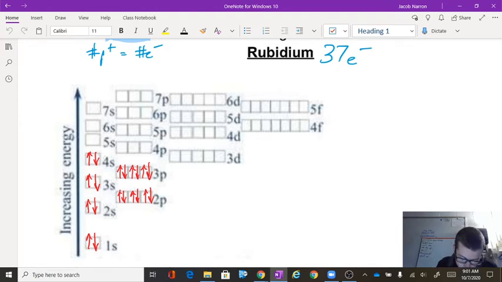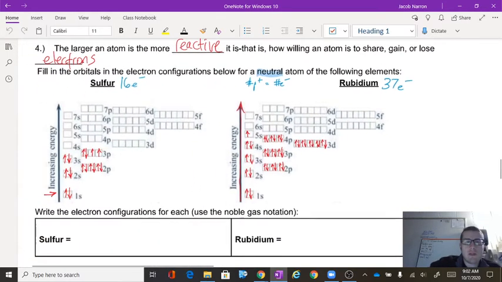Hold on. 2, 4, 6, 8, 10, 12, 14, 16, 18, 20, 21, 22, 23, 24, 25, 26, 27, 28, 29, 30, 31, 32. How many have I got? 37. 33, 34, 35, 36, 37. Good gracious, that's a lot of arrows. But again, I did it in order of increasing energy. I started from the bottom and worked my way up. Okay? All right, so now that we did that, let's take a look at the next part.